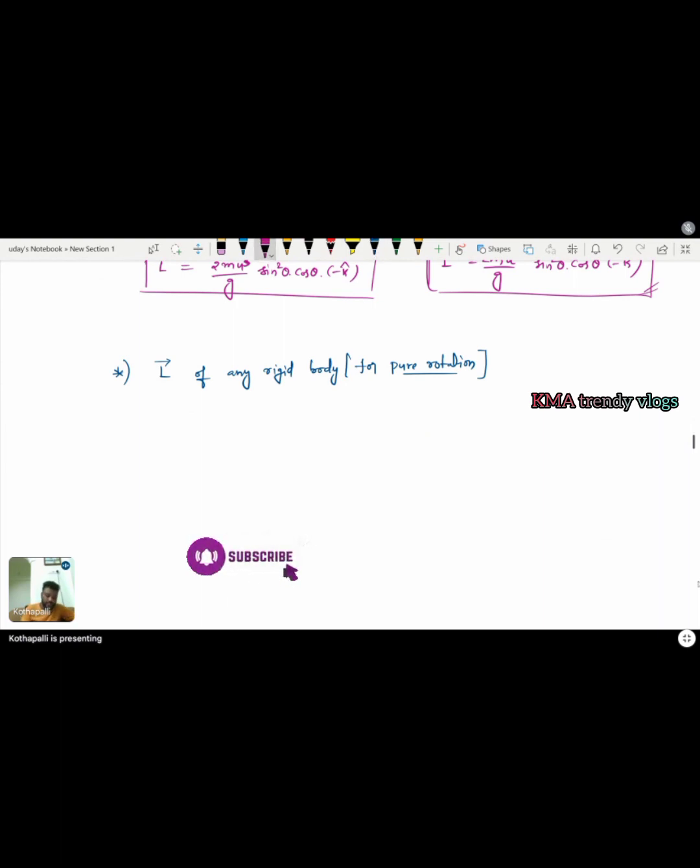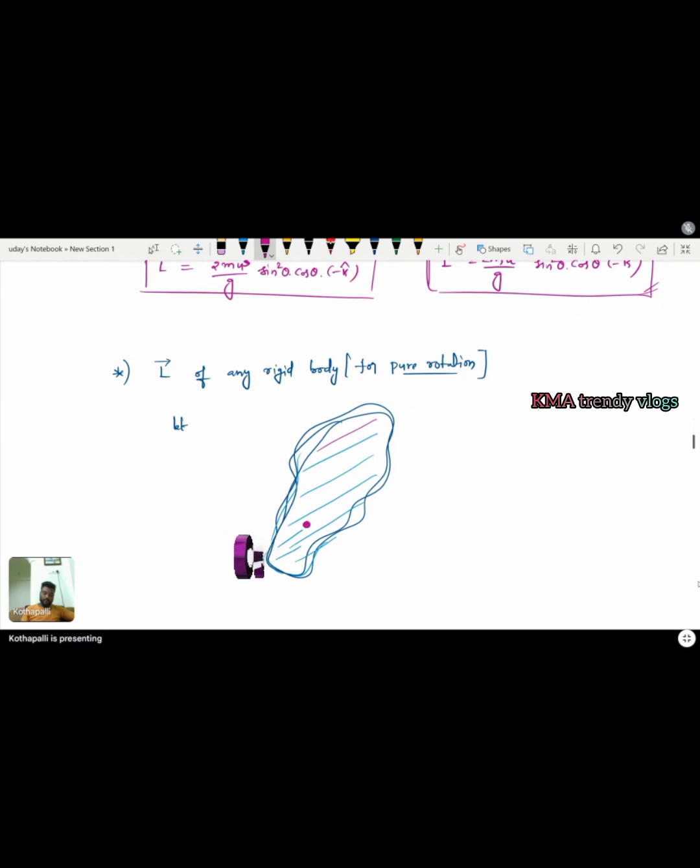Okay, so let's take a situation. Let a beautiful rigid body be there like this. Now let's take the axis of rotation here. This is my axis of rotation of the body. Let's take it rotating in the anti-clockwise direction. Now I want the angular momentum of this rigid body.